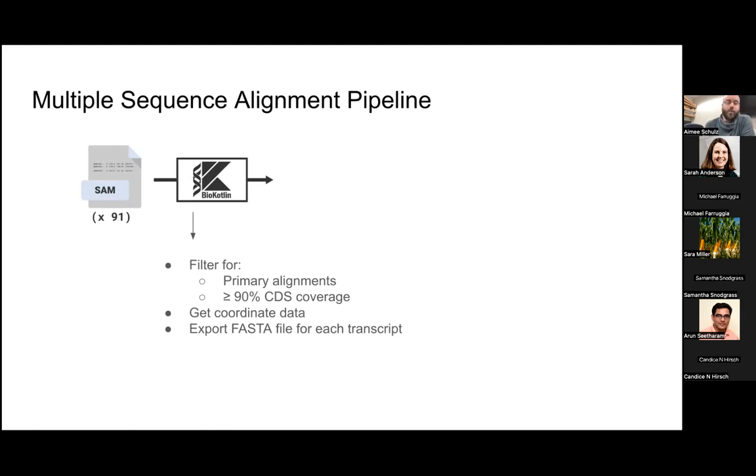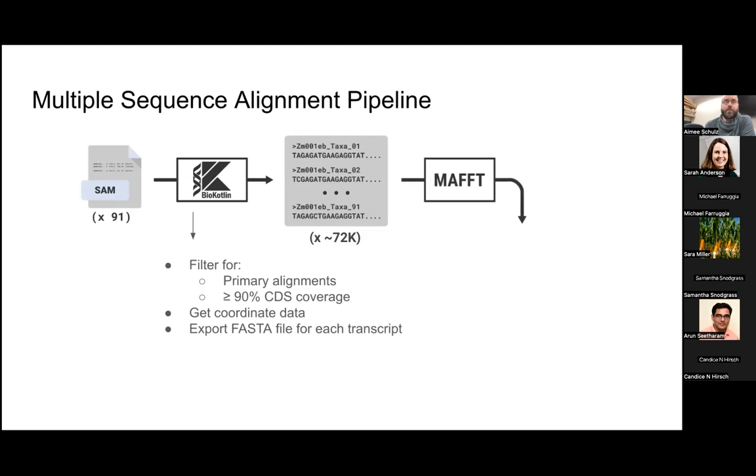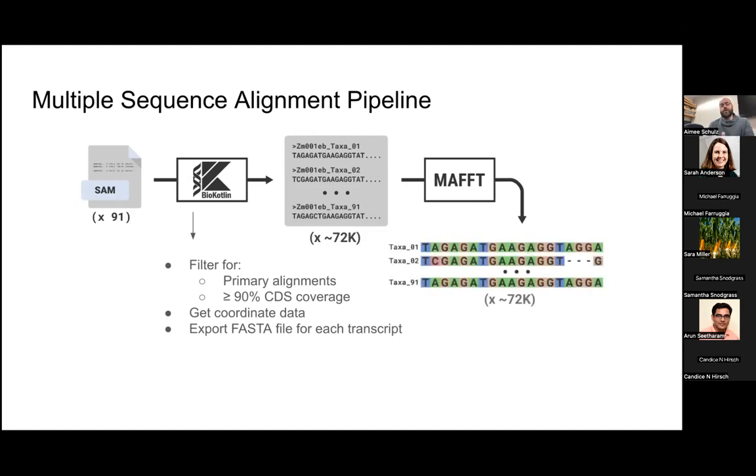In addition to that, we're also generating coordinate data for downstream parts of the pipeline, and then we're also exporting FASTA files for each one of these transcripts. As you can imagine, we have 72,000 transcripts. This equates to 72,000 FASTA files. Each one of these FASTA files contains sequences for the respective transcript in each one of the taxa. So what we do is we feed each one of these FASTA files into this multiple sequence aligner program known as MAFFT, which is using a fast Fourier transform on the back end to help speed up the overall analysis. From that, we also generate 72,000 MSA samples. Each one of these has 91 taxa.